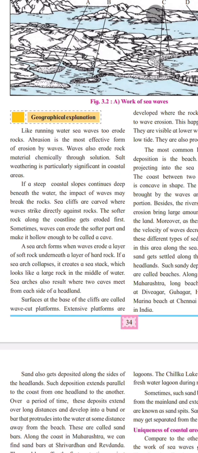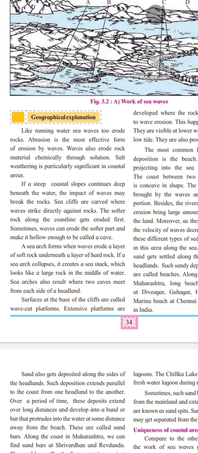Next is the wave cut platform. The surface at the base of a sea cliff is called a wave cut platform. It develops mainly because of abrasion. These platforms can be clearly seen during low tide, and they also provide evidence that the sea cliff is gradually retreating.